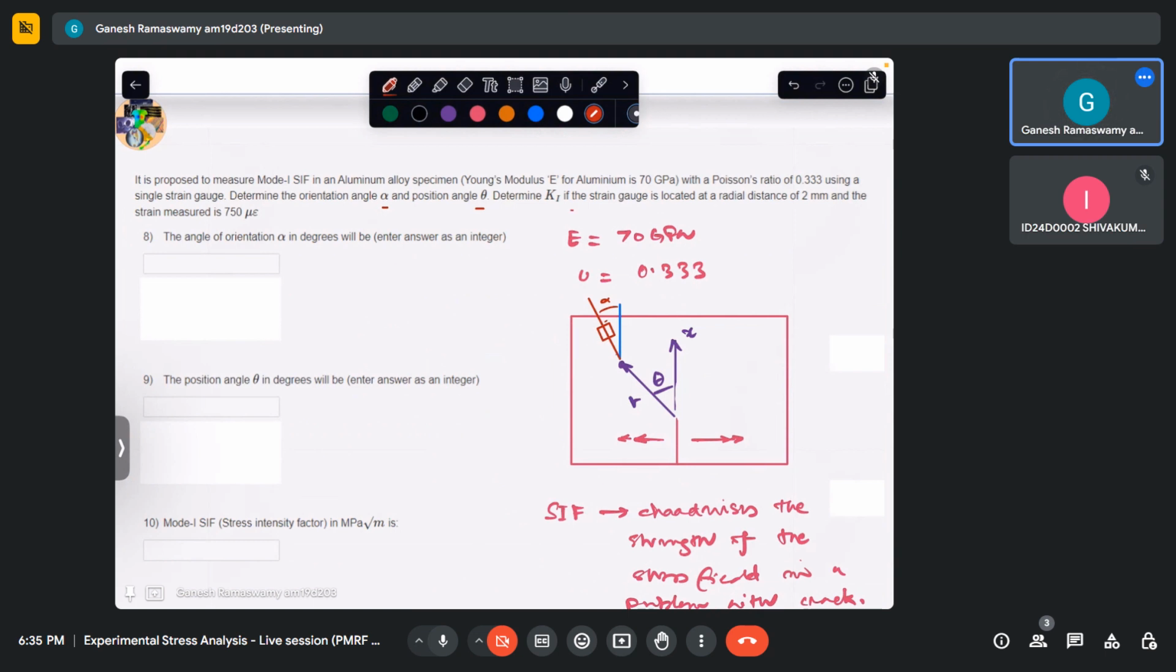Determine K1 if the strain gauge is located at a radial distance of R equal to 2 mm, and the strain measured in this strain gauge, when we connect this to the strain gauge instrumentation, reads a strain of epsilon equal to 750 mu. So this is given. Epsilon is 750, it is given. R is equal to 2 mm is given.